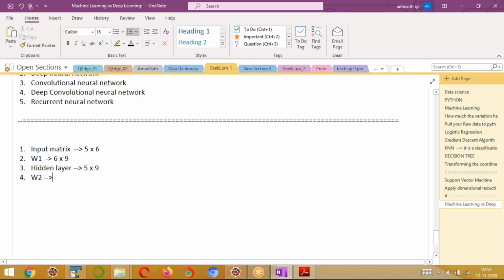Next one, again W2. Yes, so my output Y contains 5 by 1, 5 rows, 1 column. So what is to be multiplied here again? 9 by 1. Right, 9 will go out and 5 by 1 remains. So this is how the procedure of the construction will happen.